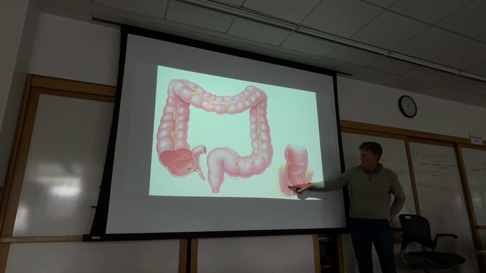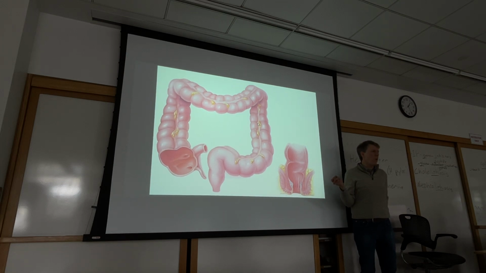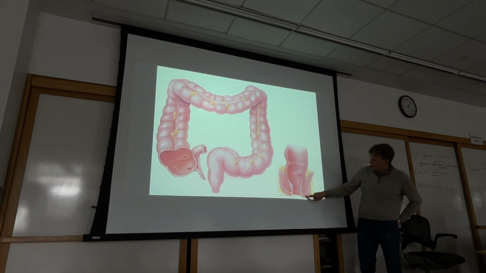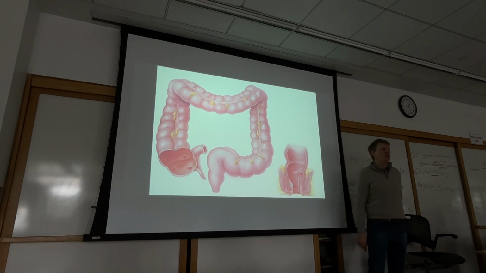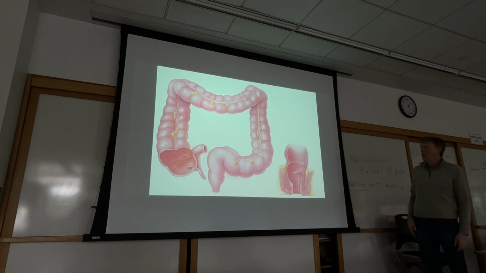This one here, that's made out of smooth muscle, that's called the internal anal sphincter. And then this one that's on the outside here is made out of skeletal muscle, and that's called the external anal sphincter. One more thing I want to mention to you before I leave the large intestine.